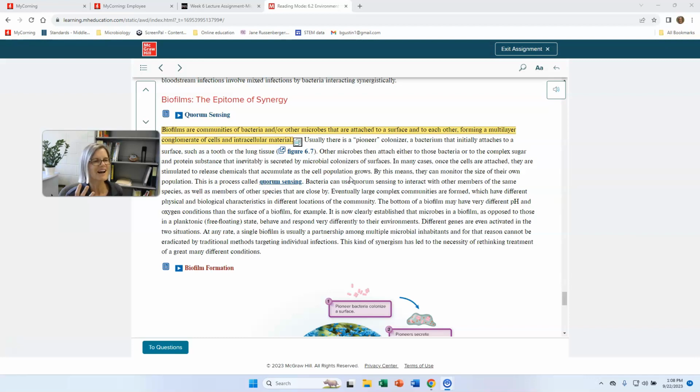We call them planktonic. If there's liquid and a surface, you'll have bacteria that are floating around that are planktonic. But a lot of bacteria will stick to surfaces and form these stationary communities called biofilms. And so here it says biofilms are communities of bacteria and other microbes that are attached to a surface and to each other, forming a multi-layer conglomerate of cells and extracellular matrix, that slime layer.